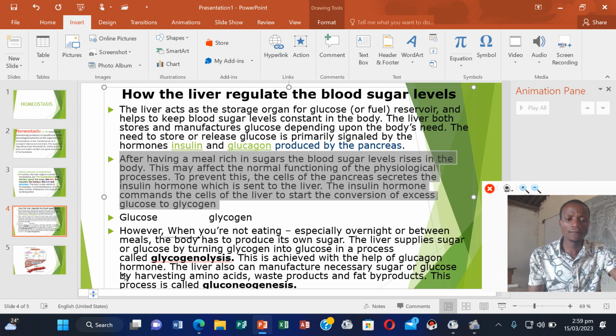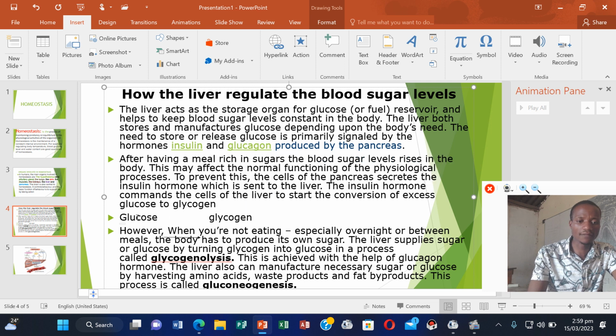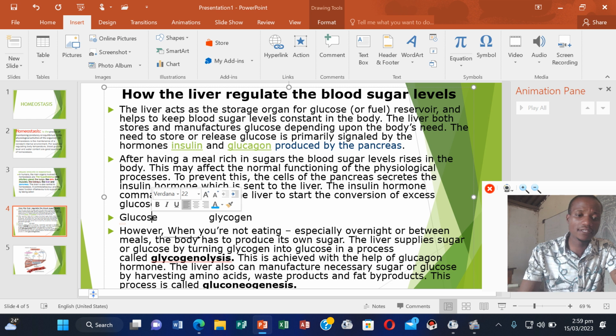Now, this is just a simple equation describing how glucose is converted to glycogen. Glucose is soluble, glycogen is insoluble. In animals, we keep energy in the form of glycogen. So the insulin hormone is there to convert glucose into glycogen, which is the storage form of energy in animals.